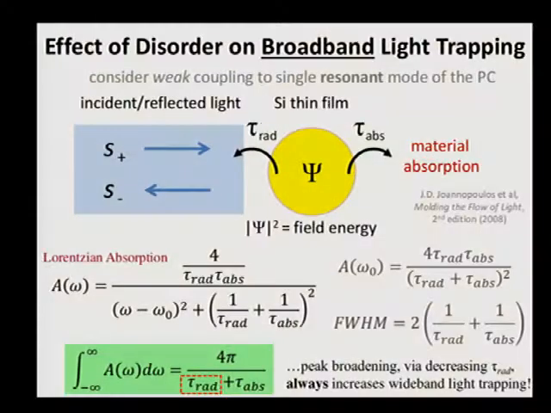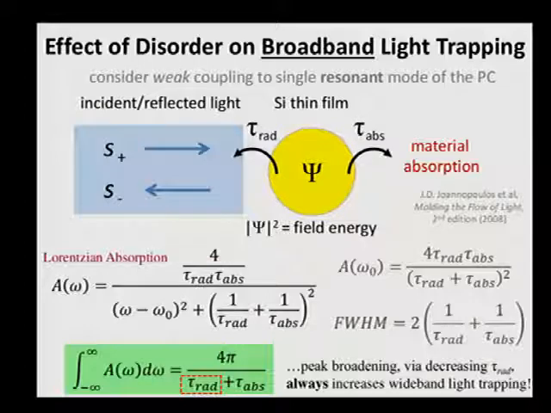When these two rates are matched, 1 over tau rad equals 1 over tau abs, we get 100% absorption at the resonant frequency. By integrating this expression over all frequencies, we obtain a broadband quantity that's similar to the light trapping efficiency.